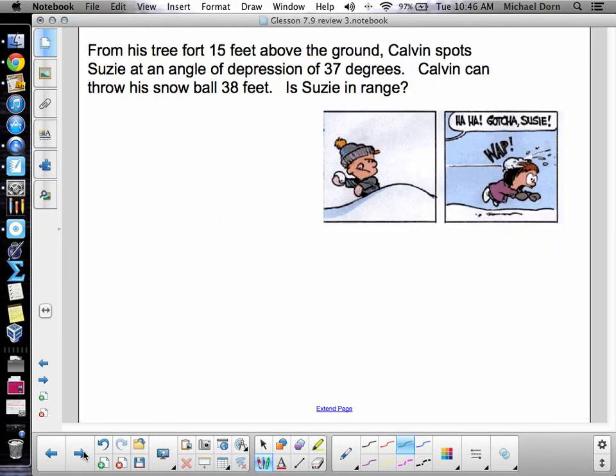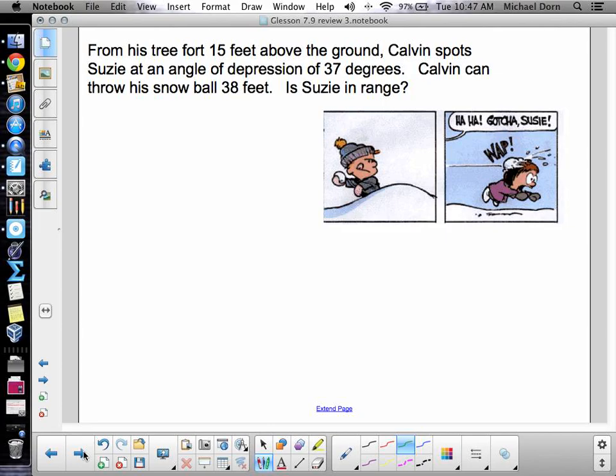Calvin and Hobbes. From his tree fort 15 feet over the ground, Calvin spots Susie at an angle of depression of 37 degrees. Calvin can throw his snowball 38 feet. Is Susie in range? You familiar with Calvin and Hobbes? Classic comic, one of my favorites of all time. All right.